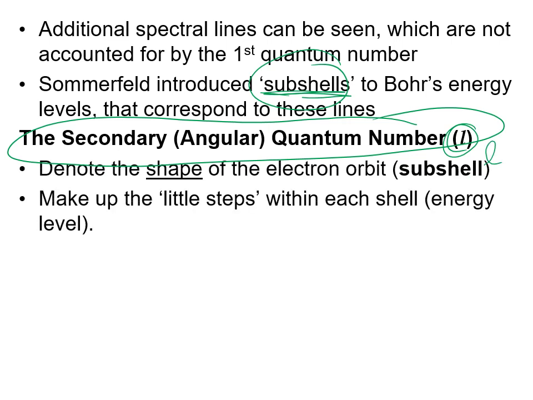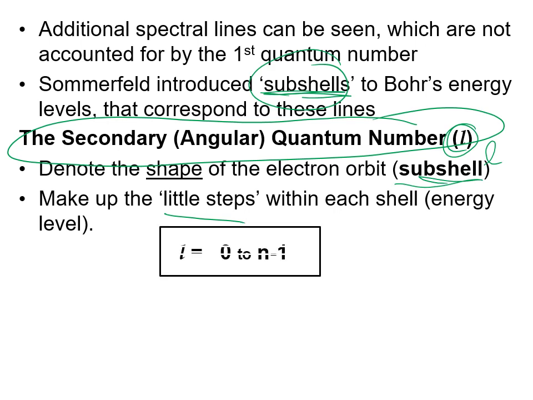This gives us the shape of the electron orbit, and we'll see some pictures of this. Think of these subshells as having different shapes to them, so depending on which shell you're on, you could be on, say, shell number 2, and you could have shape A or shape B. This will tell us which shape we happen to have, and we'll use other letters than that. Think of these as little steps within each energy shell. The possible values for these are based on what n is, so there are limitations as to which values we could have.